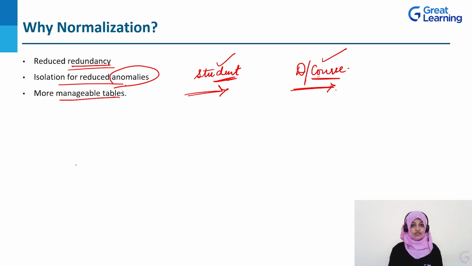Thus, normalization helps us with redundancy reduction. It helps us with isolation such that we might minimize the anomalies that are cropping up in our database. And lastly, it helps us in creating entities and tables which are more manageable in nature.